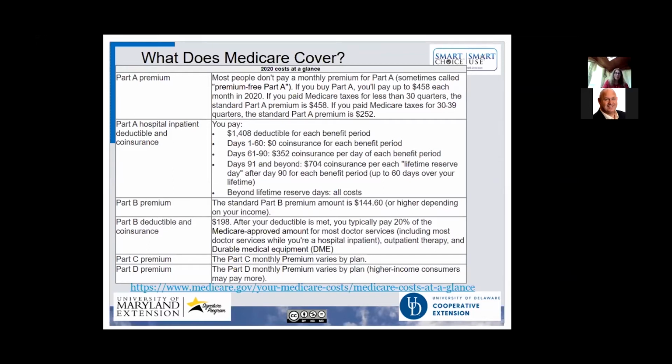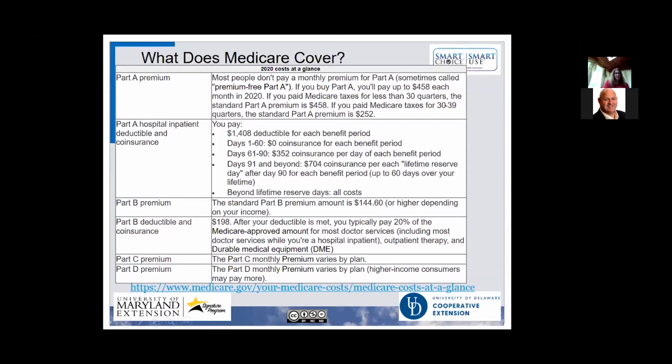So the Part A premium, most people don't pay a premium for Part A, and that is the hospitalization. If you do pay for Part A, it's $458 per month in 2020. If you don't sign up for Medicare Part A, then there's a penalty. If you don't sign up in the window of time that you're supposed to, that's 3 months prior to your 65th birthday, or the month, or the 3 months after, that 7-month window, there can be a penalty. There's some exceptions.